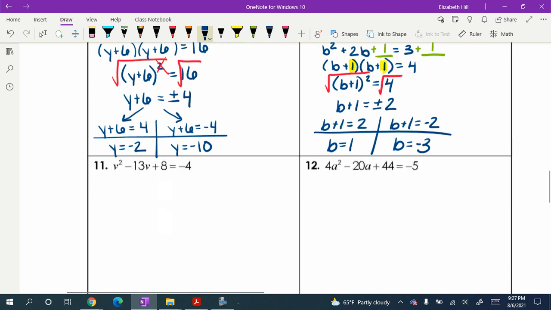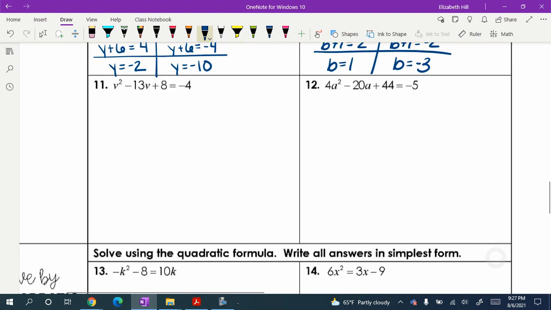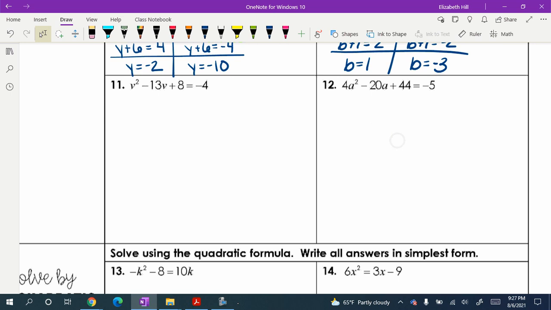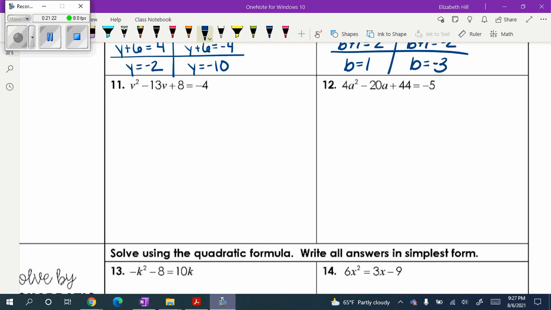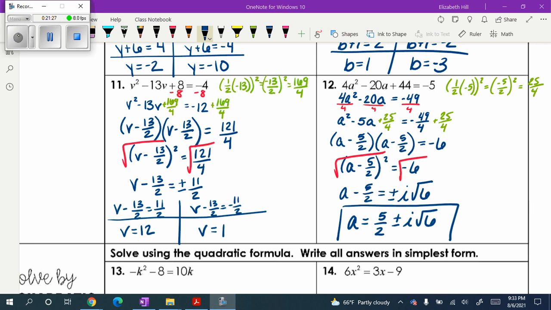All right, so try and see if you can do 11 and 12, and go ahead and pause the video, and then start it back up and see how you did. All right, so take a look at 11 and 12, and there might be some parts that you struggled with, but that's good.